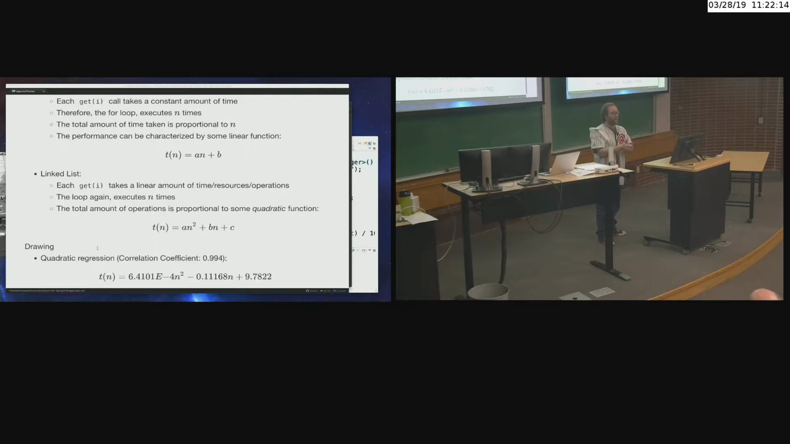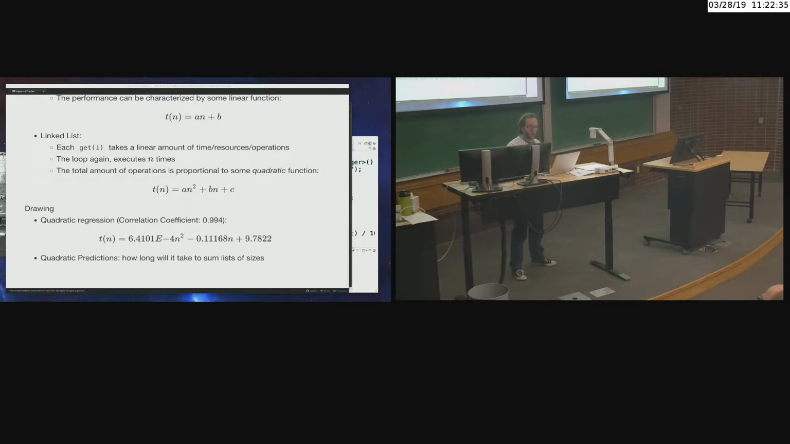If I go from 1 million to 10 million, I'm looking at a 100 times slowdown, 100 times more operations. But those coefficients might change slightly, but they're going to be the same order of magnitude. From that, now that we've got those values, we can start making other more accurate predictions. How long will it take to sum lists of various sizes?